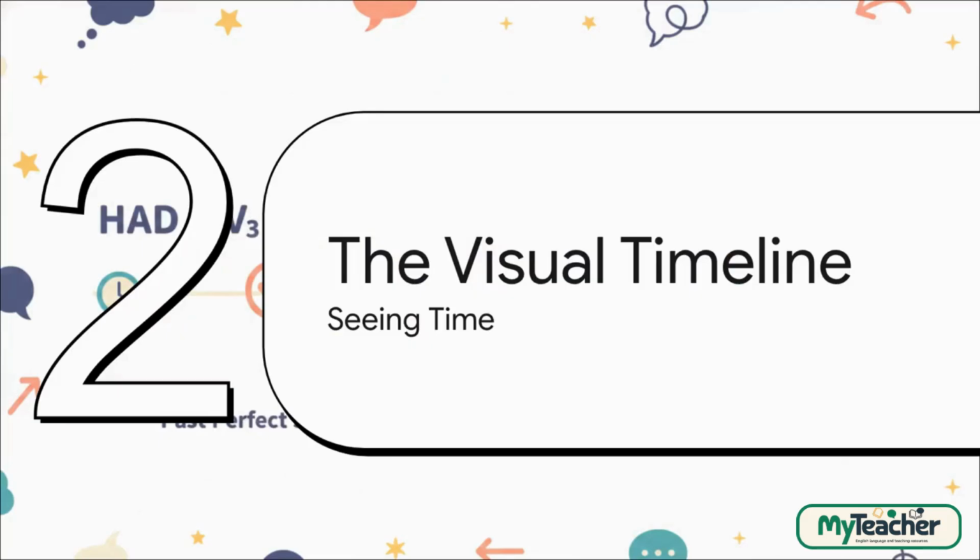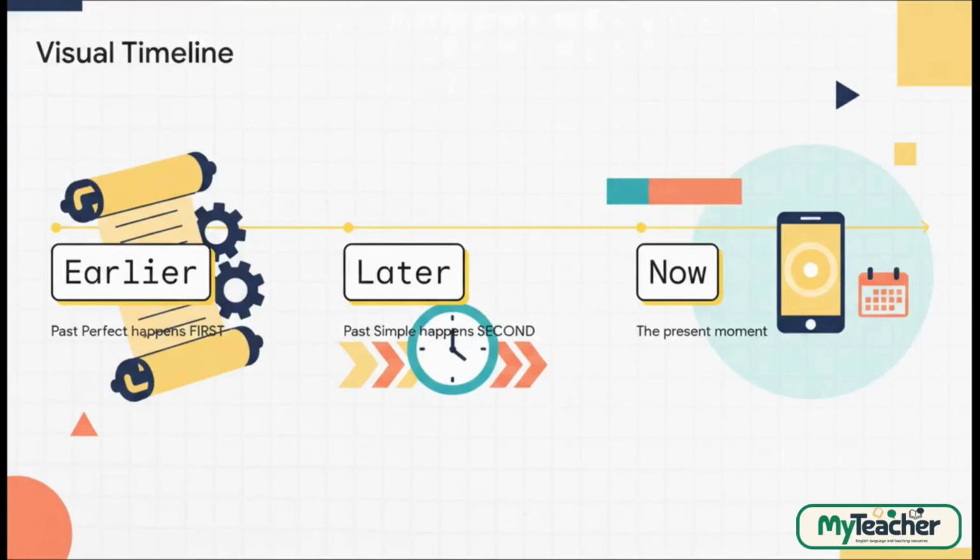To make this all crystal clear, let's map these ideas out visually. A timeline makes it so much easier to see how this time flows. First, way back in the earlier past, the past perfect happens. That is always our oldest action. Then, moving forward a bit to the later past, the past simple happens second. And finally, we arrive at right now, the present moment.